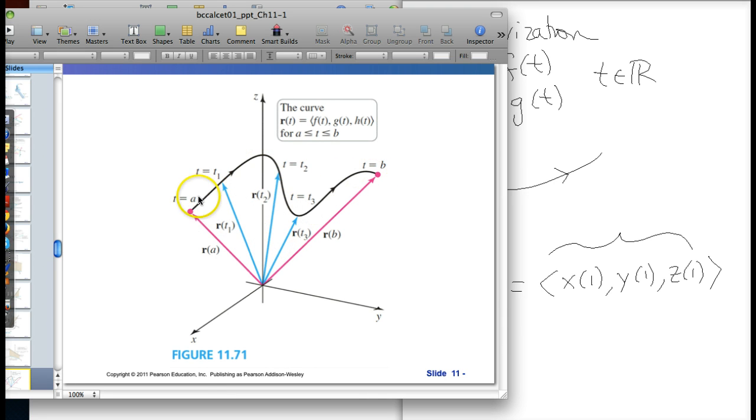path like this, right? And again, it's going to be parameterized as t varies from a to b. And you're going to have vectors r of a, and then these other ones being produced until you finally terminate when t is equal to b.